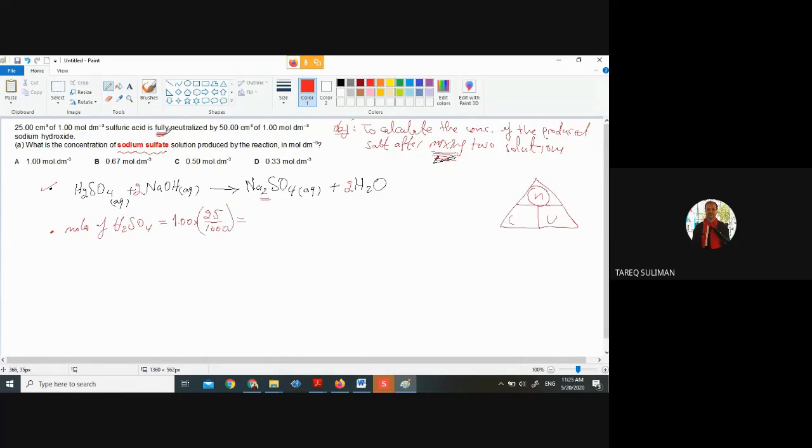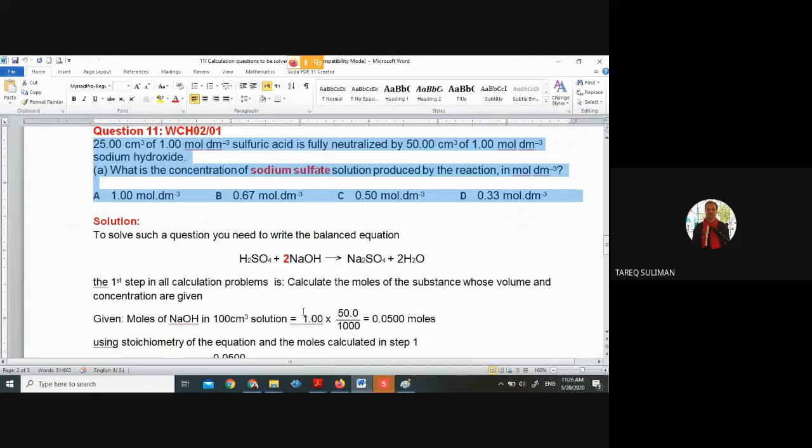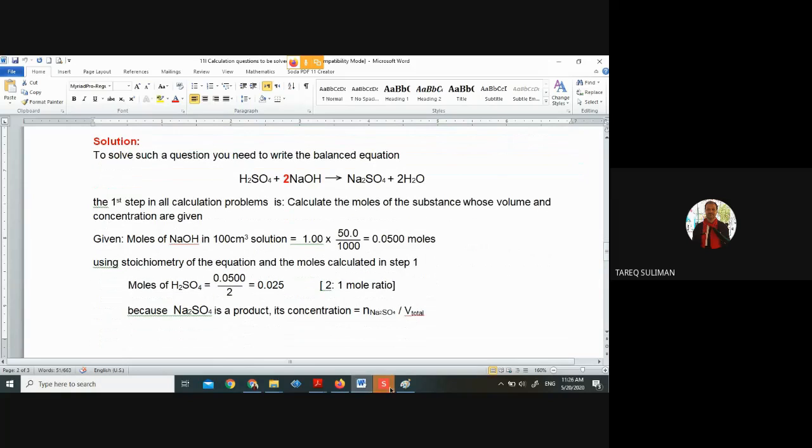This is the concentration, with 50 centimeter cube of this, 25 of this. If you go to reaction stoichiometry, they are equal, Yazid. Clear? They said they are fully neutralized by this. If you calculate the number of moles of H2SO4, it will be what? Anyway, you need to check the limiting and excess. What would be the number of moles of H2SO4? Here, I have calculated it. Moles of H2SO4 is 0.025. Okay?